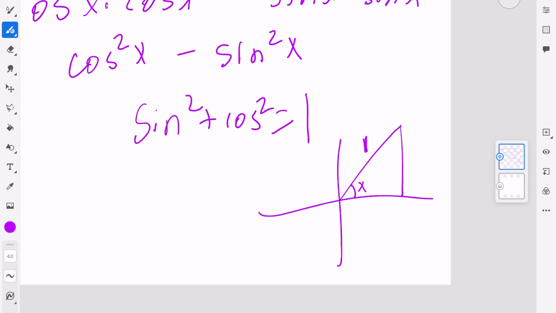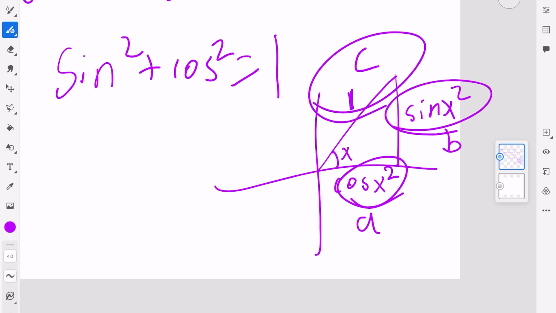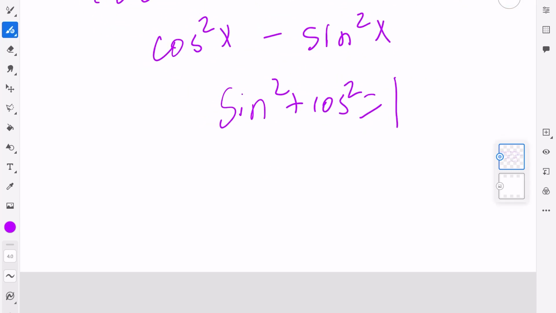Imagine this is x. Sine x is this side. Since it's divided by 1, it's just sine x. This one's cosine x. Squaring both sides, we get the Pythagorean theorem, a squared plus b squared equals c squared. So this squared plus this squared equals 1 squared, so it's just equal to 1. And let's continue. So we can move sine squared to the other side.